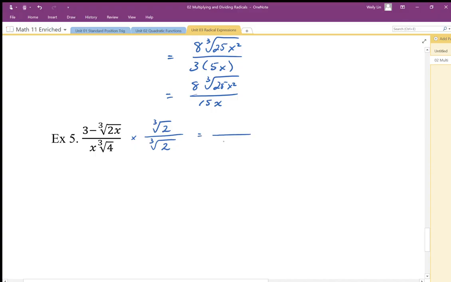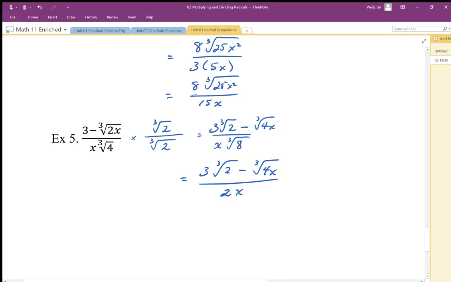I'll do the denominator first. I end up with x cube root of 8. Well, that will simplify to 2x. Distribute the numerator. So 3 cube root 2 minus cube root 4x. Okay, and then simplify that. We end up with 3 cube root 2 minus cube root 4x all over the cube root of 8 is 2, and we have another factor of x.